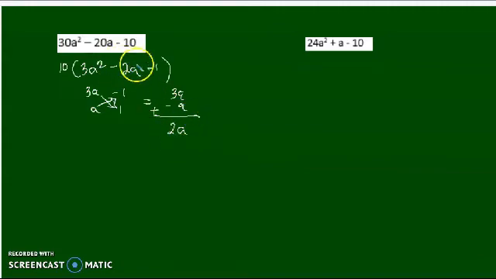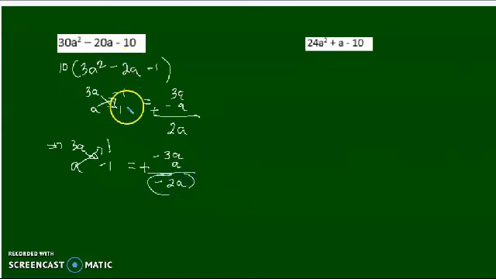But 2a is not equal to negative 2a. So these are not the correct combinations. Let's try another combination. Let's try 3a and then a, and let's switch the signs of negative 1. So let's try here negative 1 and then 1. Again, cross multiply. 3a times negative 1 is negative 3a. Then a times 1 is equal to a. Again, get the sum. Negative 3a plus a is negative 2a, which is equal to the middle term. Bingo!